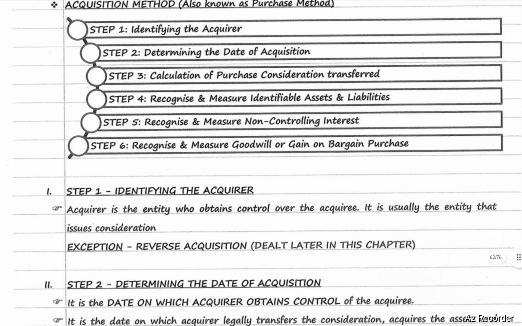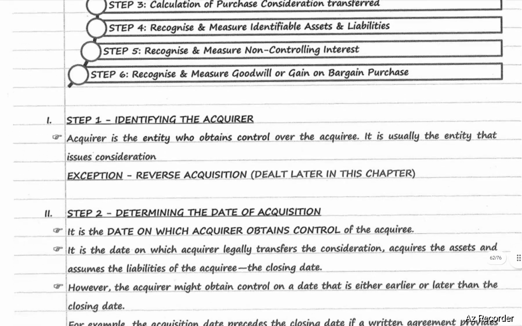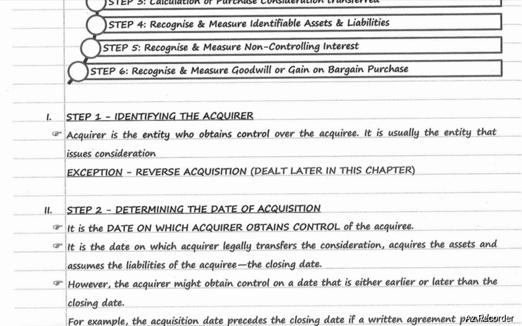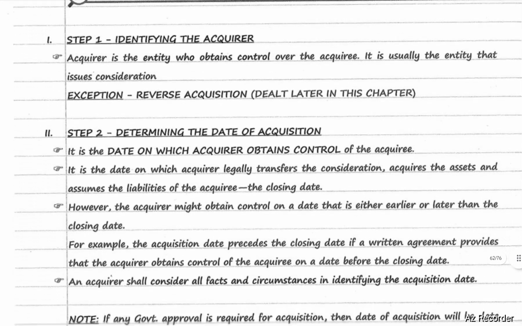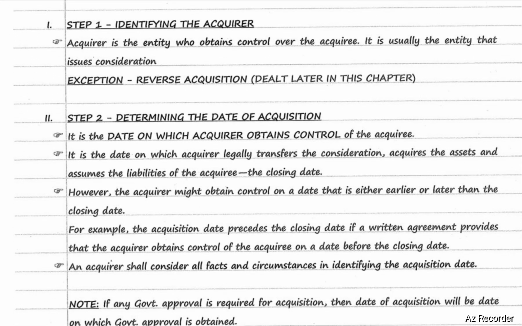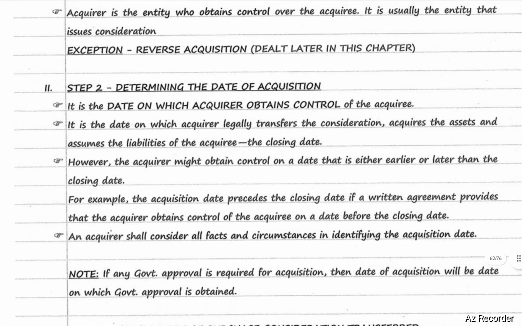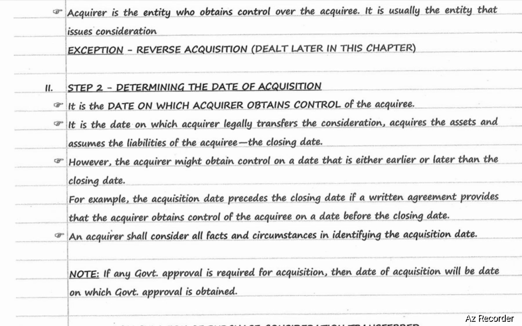Under that, first step, identifying the acquirer. Acquirer is the entity who obtains control over the acquiree. It is usually the entity that issues consideration. Exception is, in case of a reverse acquisition, the acquirer will be different. Step number 2, determining the date of acquisition. It is the date on which the acquirer obtains control of the acquiree.